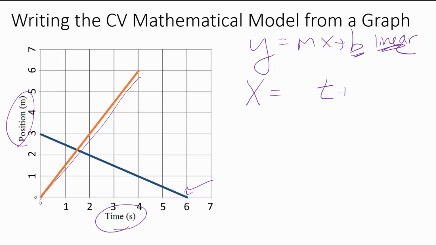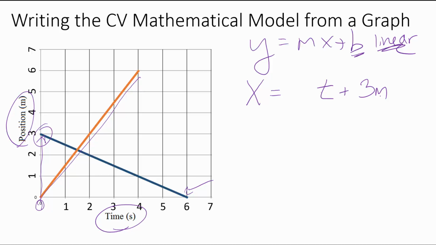B up here is our y-intercept. So let's take a look at where the x-axis is 0, follow that up, the y-axis is 3. So what that means is that when time equals 0, when we started the stopwatch, our buggy or whatever we're looking at was already at the 3-meter mark. It was 3 meters away from the origin.